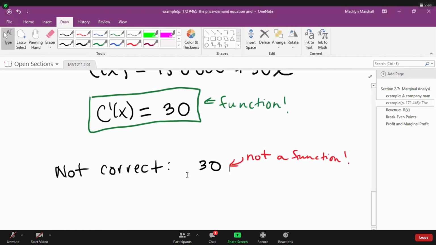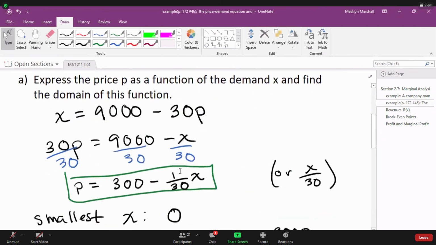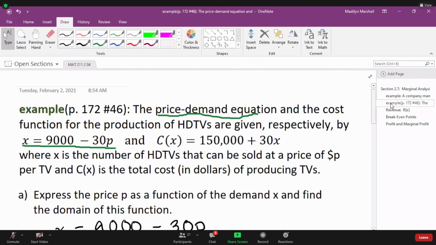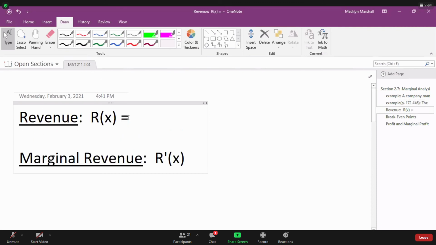Okay, so we're going to build on this example in just a moment. We're just going to pause to talk about the next important thing in section 2.7, and that is revenue. Are we coming back to complete 46? Yes, we're going to be adding on parts to it as we go through new things. So yes, we will be coming back to it. Okay.